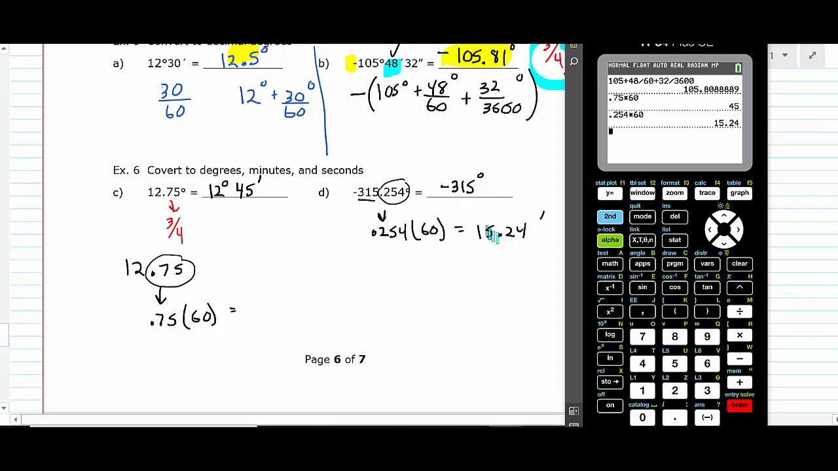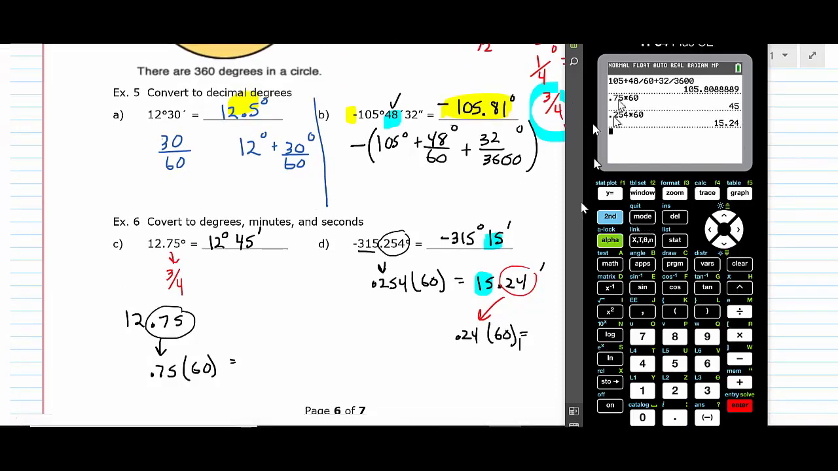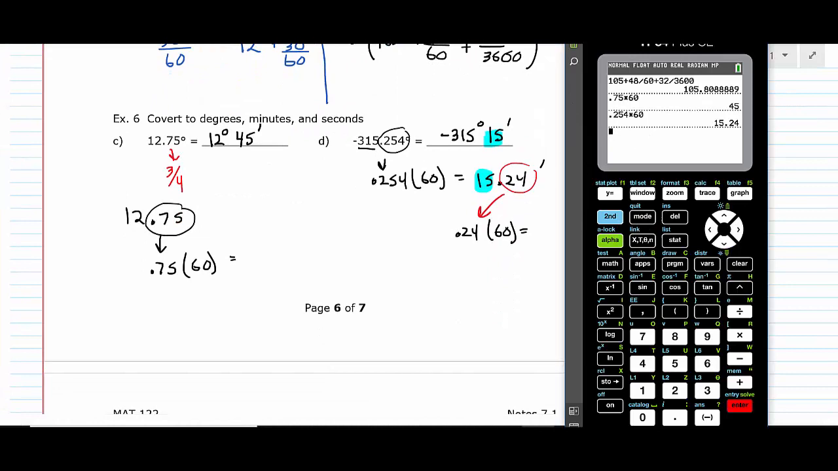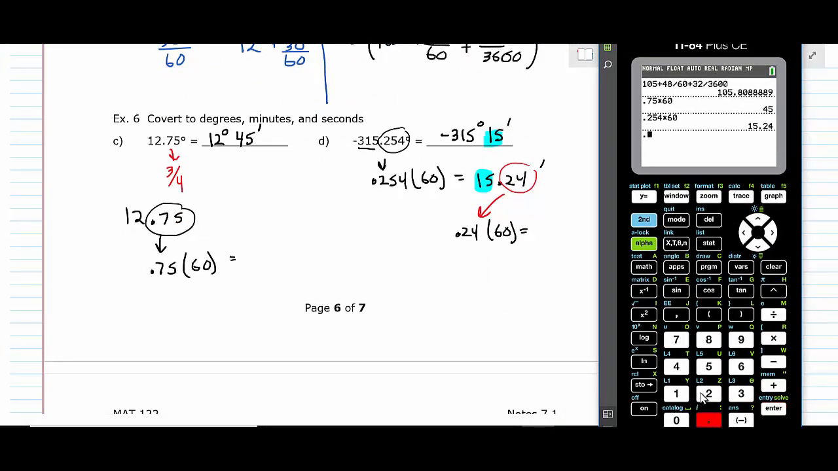Now what you do there is this part would be the minutes, so you would want to write that as 15 minutes. All right, now what you do is you still got a decimal, so you want to take that piece, the 0.24, and you want to multiply that by 60 again, and then you're going to be into the realm of seconds there. Okay, so I'll do that on the calculator. If I do 0.24 times 60, that's going to give 14.4. All right, so that's 14.4 seconds, and you can round that off if you want to 14 seconds like that. All right, so that would be how you get those two answers on that problem.